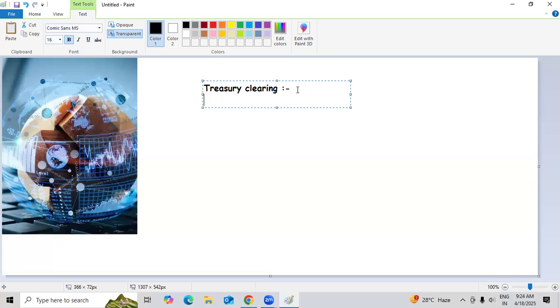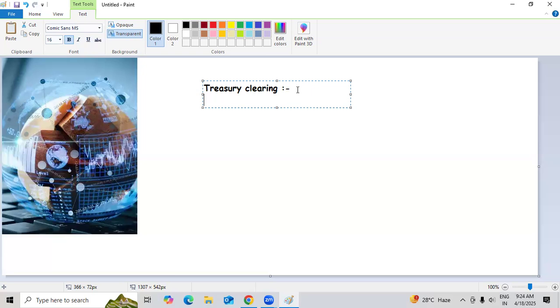The FICC, the Fixed Income Clearing Corporation, for US Treasury securities, acts as an intermediary between the buyers and the sellers.